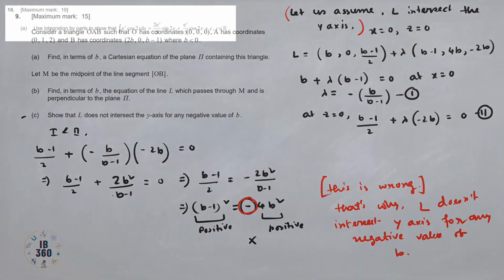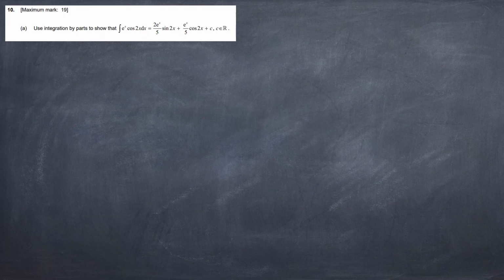The problem is from integration, and it is: use integration by parts to show that the integral of e to the power x cos 2x dx equals 2 e to the power x by 5 sin 2x plus e to the power x by 5 cos 2x plus c. So this we need to prove.